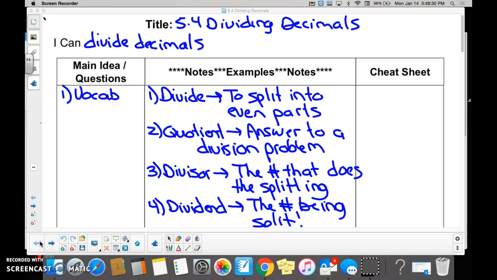Good day, everybody. Welcome to 5.4, Chapter 5, Lesson 4, Dividing Decimals. The I can statement is: I can divide decimals.